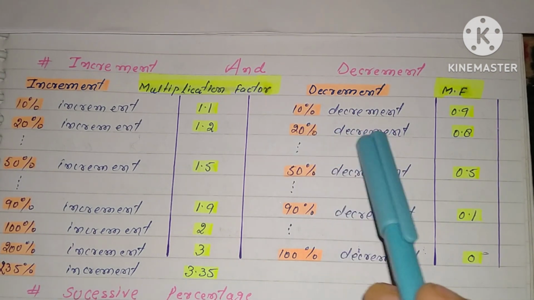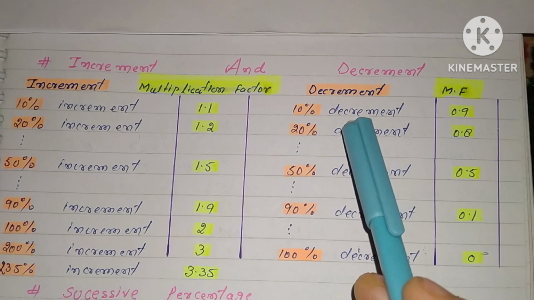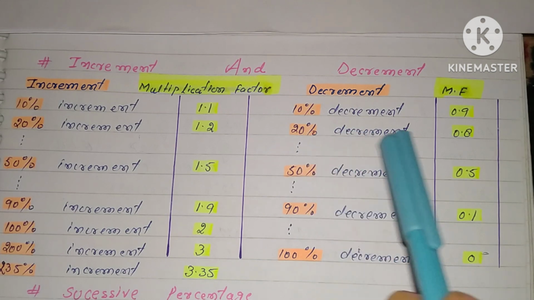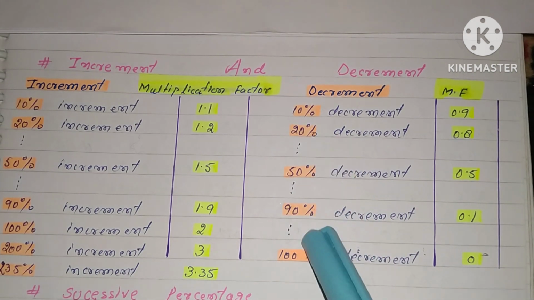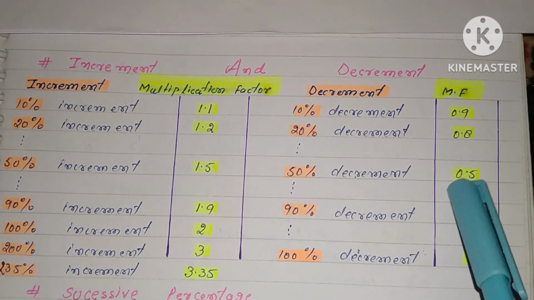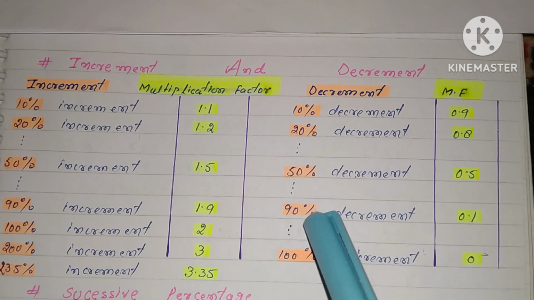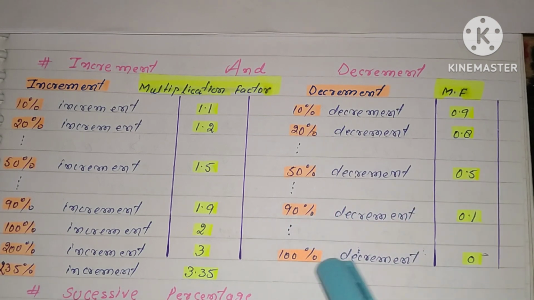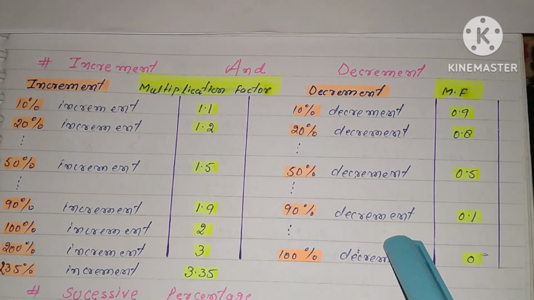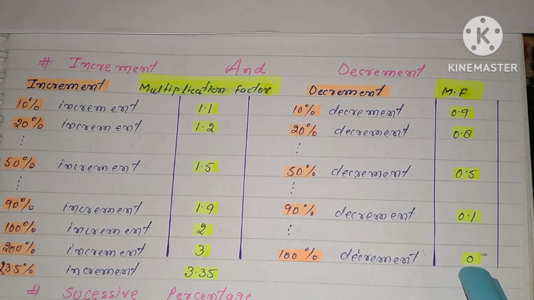20% decrement means you have to decrease the original quantity of 1 by 0.2. 1 minus 0.2 will be 0.8. And in the same way, 50% means 1 minus 0.5 will be 0.5. 90% decrement means 1 minus 0.9 will be 0.1. And 100% decrement means 1 is the original quantity and the decrement will be 100 divided by 100, which is 1. 1 minus 1 will be 0.